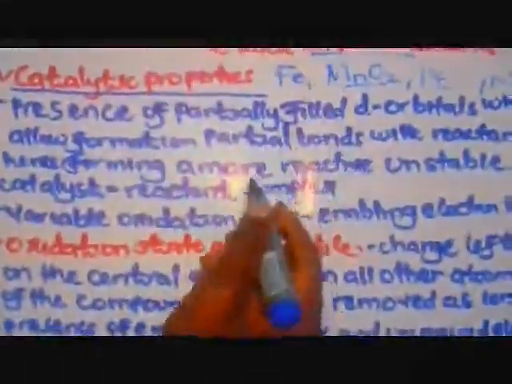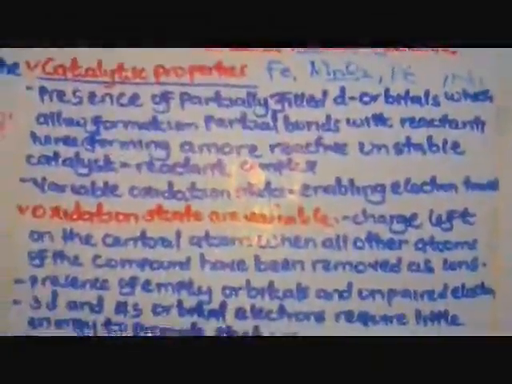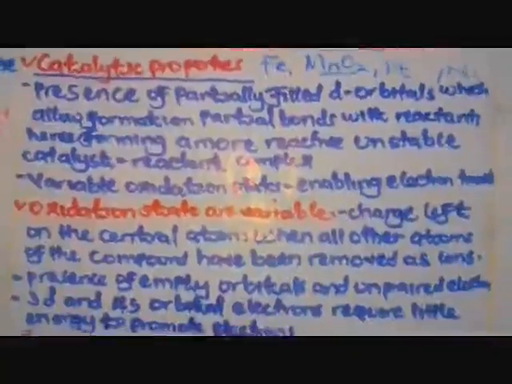Now what makes them to become catalytic? We are saying it is the presence of partially filled d orbitals. The partially filled d orbital creates space for the reactant to bond with the atoms of a transition element to form a more reactive catalyst-reactant complex. This speeds up the reaction because you are going to lower the activation energy.